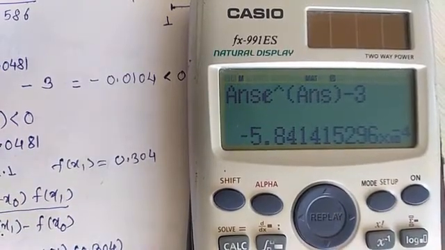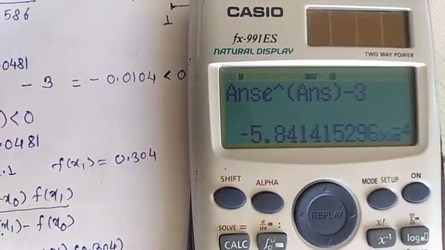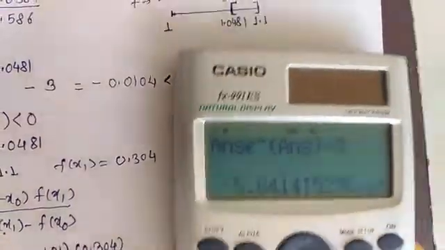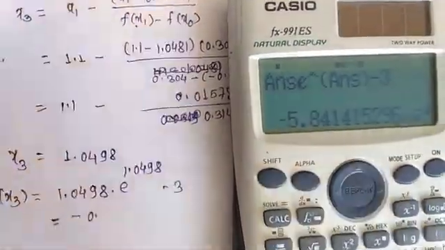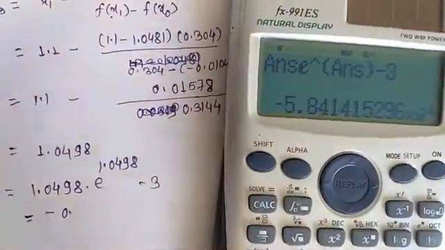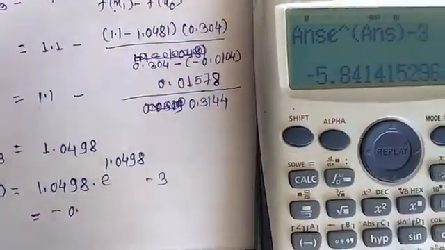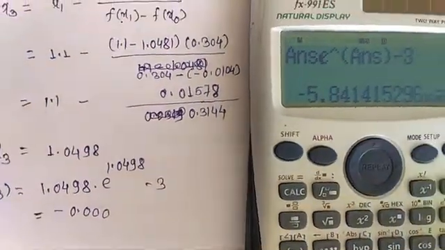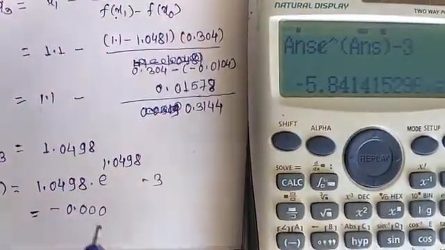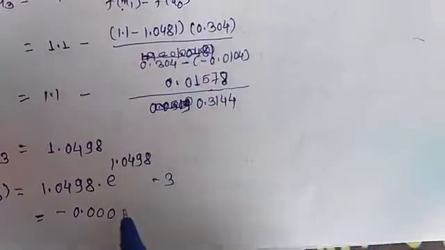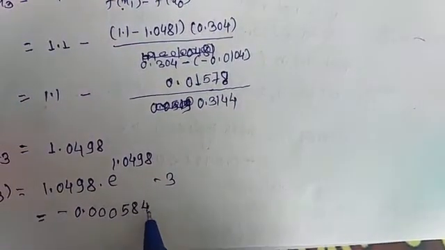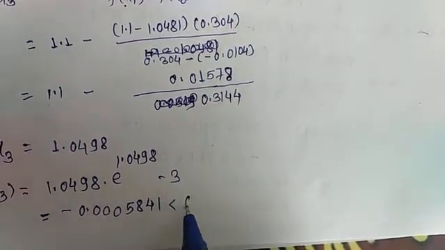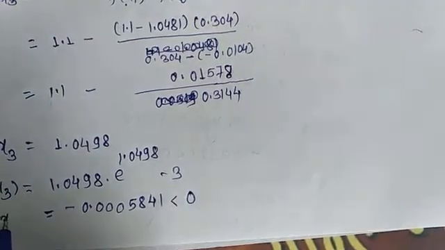So if we consider this, f of x3 will be minus 0 point, and we write here how many? 10 raised to minus 4 means we have to give 3 zeros after the point. So 0.000, and after that we write this number 5841, which is less than 0, f of x3.